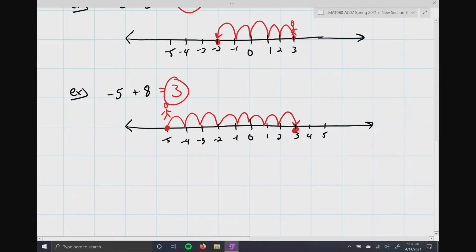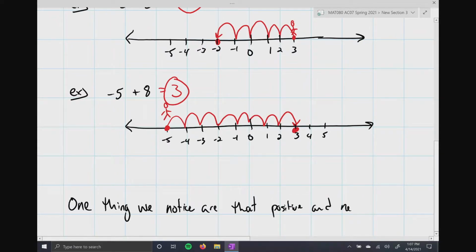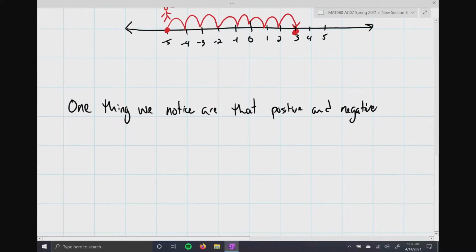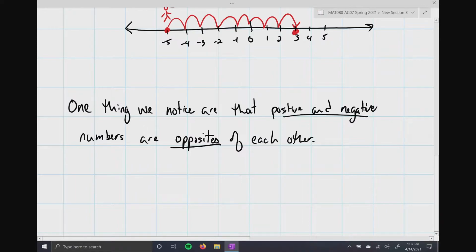So, one thing, hopefully, that we noticed. Let me write this out. Positive and negative numbers are opposites of each other. That's another definition right here. So one thing that we notice, positive and negative numbers are definitely going to be opposites of each other.